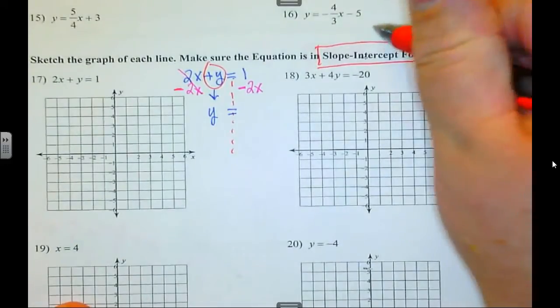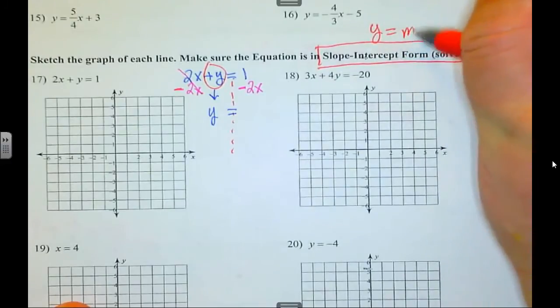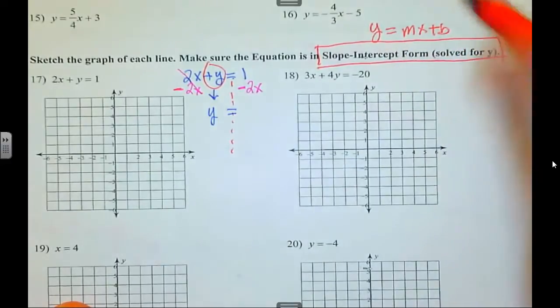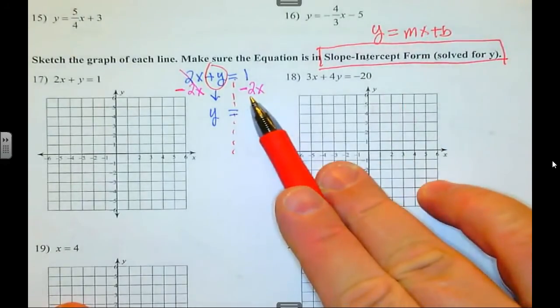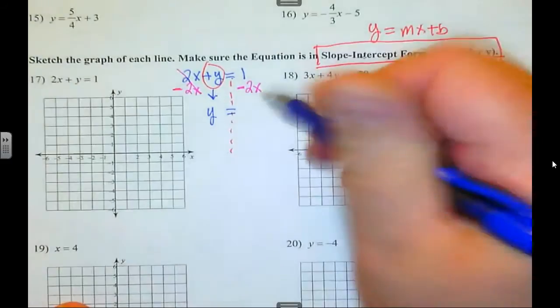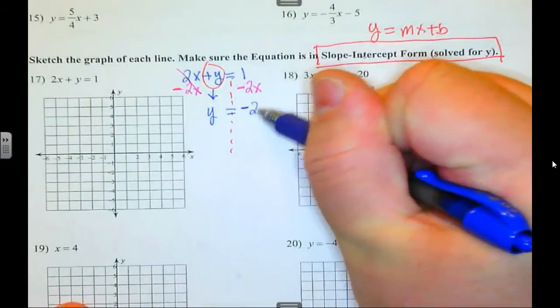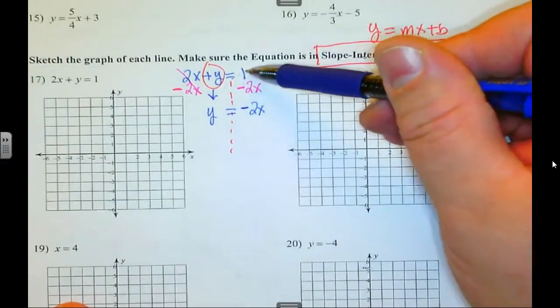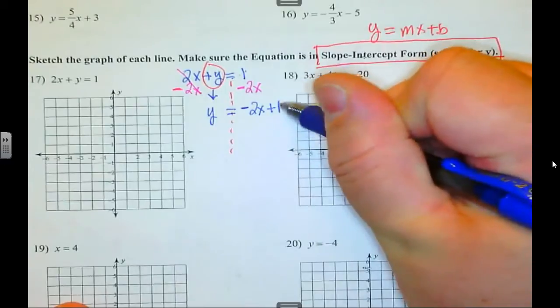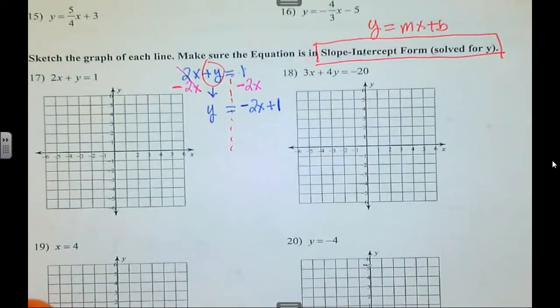And remember, my slope-intercept form is y equals mx plus b. Notice my x term is first. I'm going to leave this negative 2x first. Negative 2x, I'm going to put as my first term. Then it's going to be my plus b, or plus 1. Now this is the way we graph these.